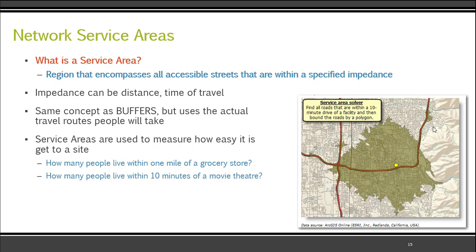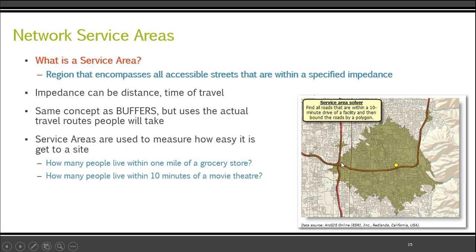So you can see on the image that what they were asked to solve here is, for this yellow location, find all the roads that are within a 10-minute drive of this facility. So here's our facility, and what roads would be encompassed within a 10-minute drive time of it? You can see how the edge of the service area ends at roads. It's not smooth along the edges because it's going out along the road network to find travel time and travel distance.